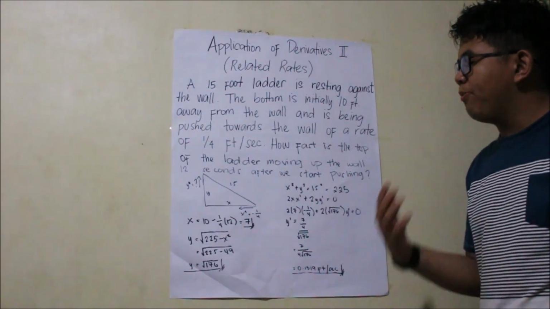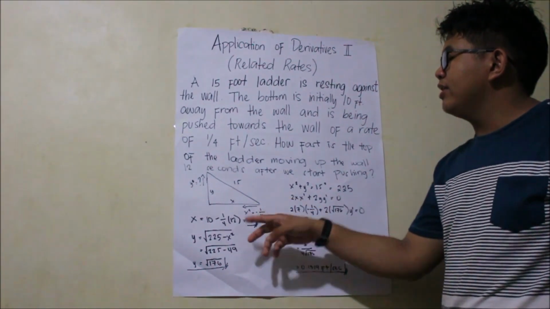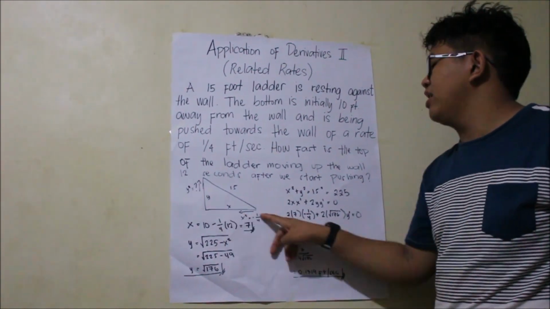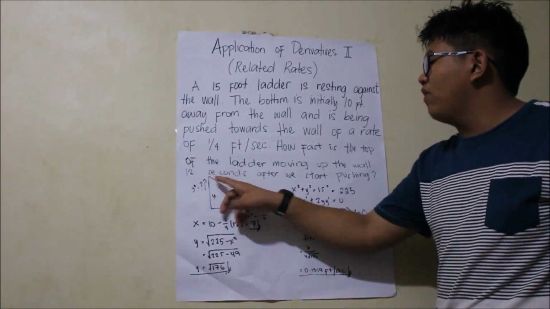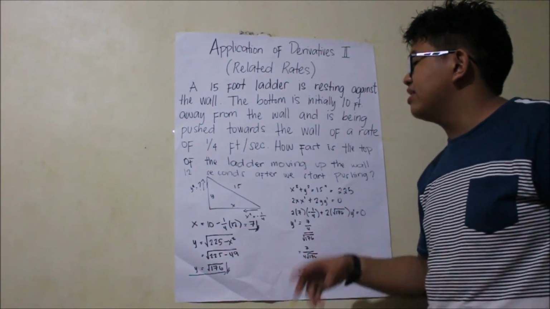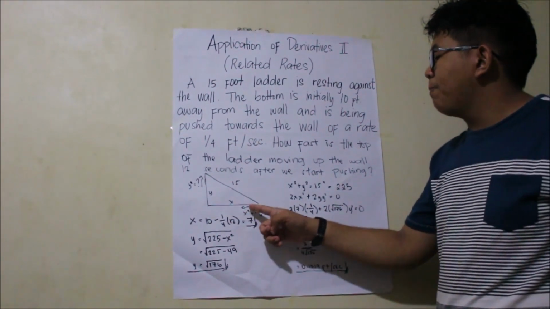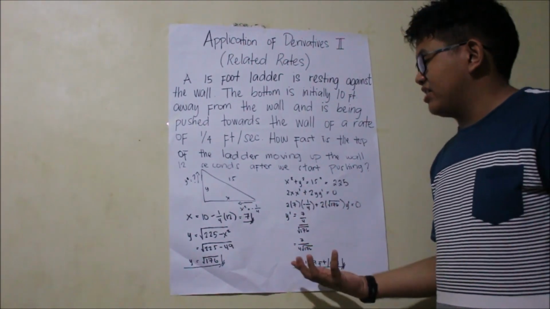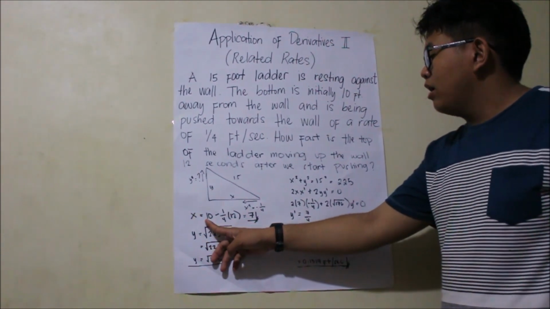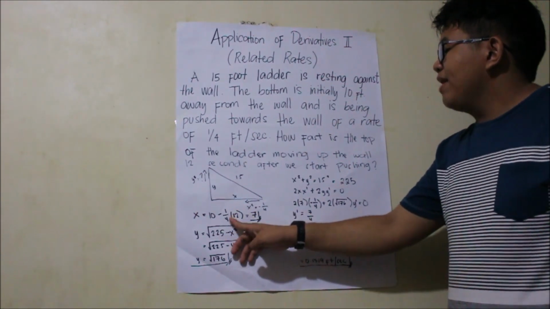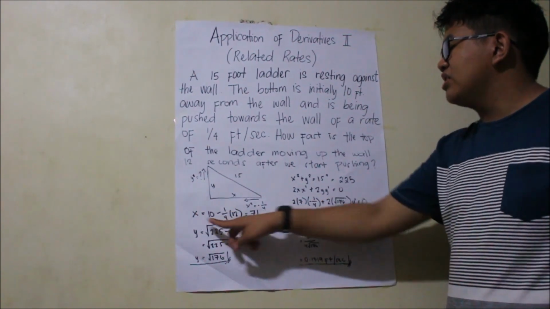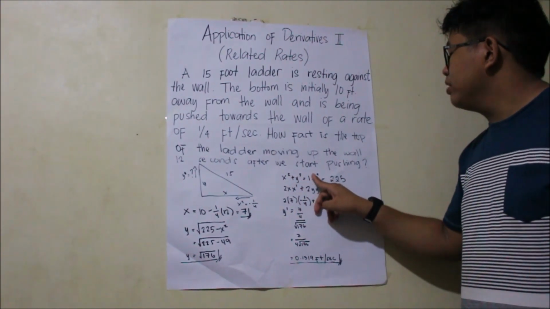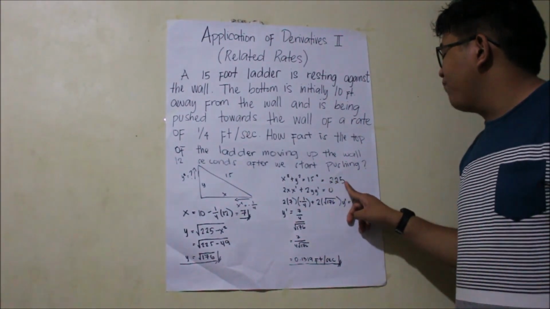First, we need to visualize our problem. We have a right triangle and then we need to assign values onto it. We have x as the distance between the wall and the ladder and y as the height of the ladder. We have the hypotenuse 15 as the length of the ladder, and we have x prime of t as negative 1/4. Next, we need to find x. So x is equal to 10 minus 1/4 times 12, which is equal to 7. So x is equal to 7. Then we have x squared plus y squared equals 15 squared, which equals 225.